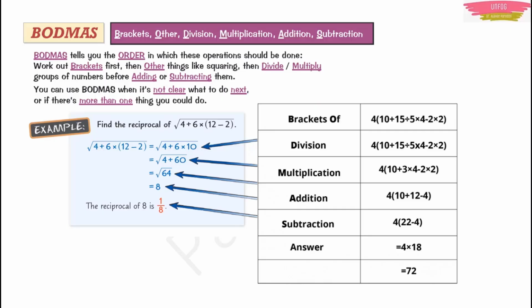Again go to the next step, that is division. See if there is division anywhere. Yes, it is there. It is 15 divided by 5. It will be 3. Then the next step, multiplication. Yes, it is there in 2 places. 3 4s are 12 and 2 2s are 4. Then you write it down. Then the next step will be addition. Then subtraction will come. Then you can remove the brackets and that will be your answer after you multiply.